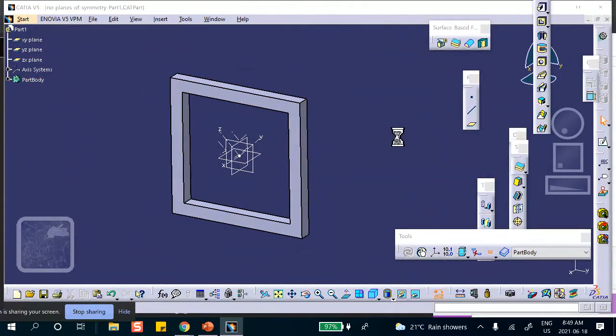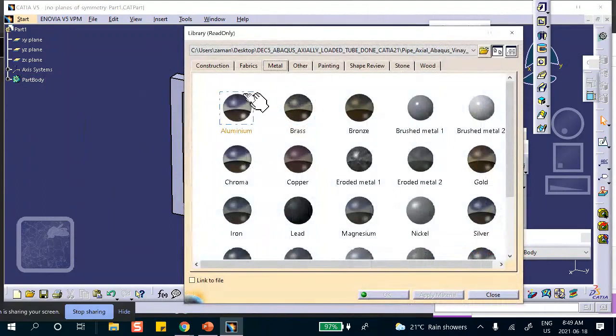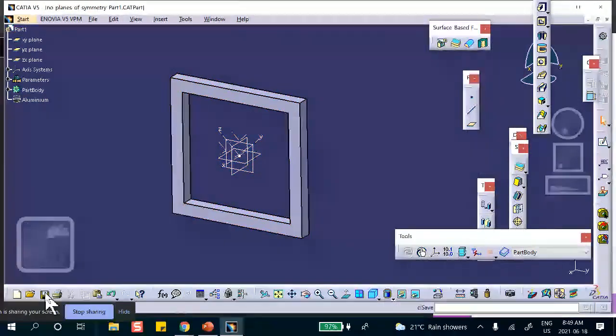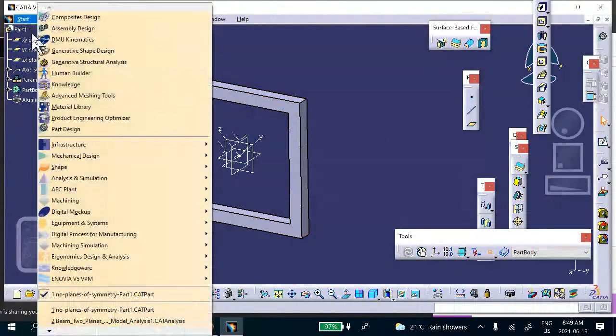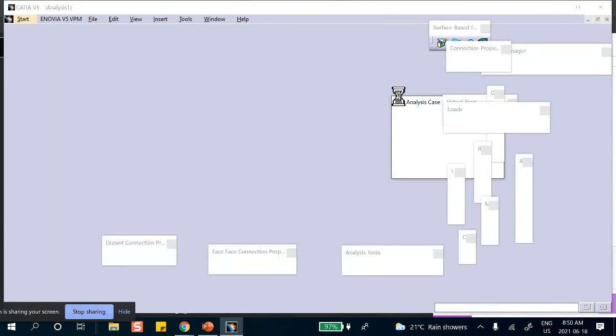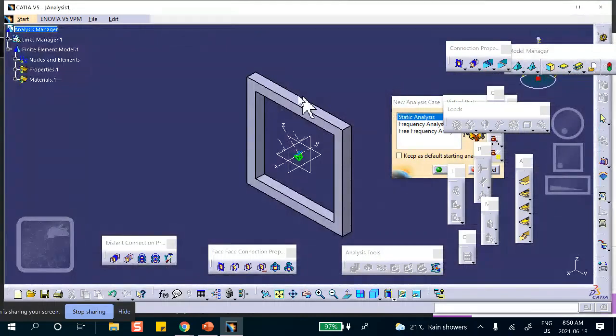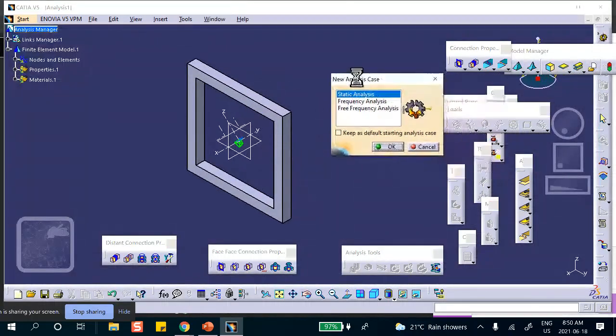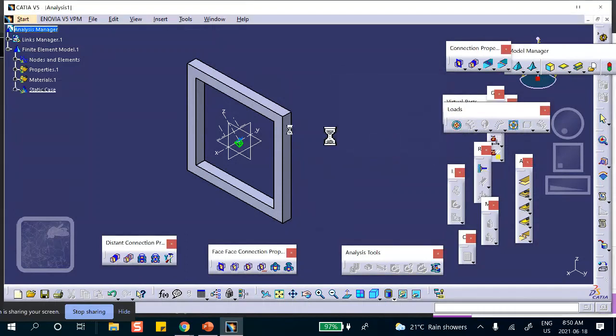Did we apply materials? Apply material here. Metal, I think that particular chapter uses aluminum, but that will use the same thing. And save. Okay, done. So now we're going to go to generative structure analysis. By the way, this problem can be done with beams, can be done with shells. I'm using solids, okay? This problem can be done with any one of those three.